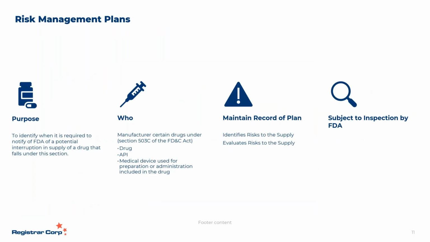A risk management plan is necessary for a manufacturer of a drug or medical device that is used for the preparation or administration of the drug that falls under the scope to report of a supply chain disruption. A plan must be able to identify risks to the supply and be able to evaluate the risks to determine when the risk is high enough to report to the FDA. Though these plans are not submitted to the FDA, it is important to have one on site as these documents are subject to inspection upon request.